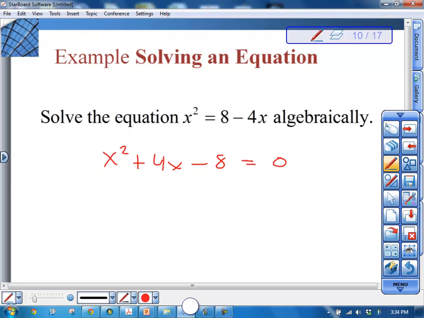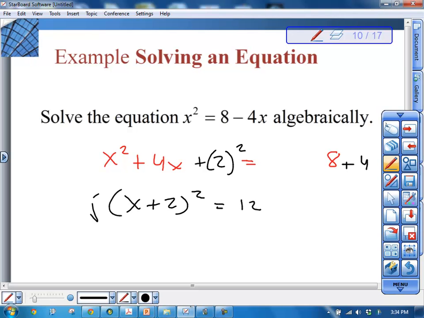I guess I'll complete the square because that really is the quadratic formula anyway. We want this over to the other side. We want to add b over 2 squared to both sides. So we're going to add 4 over 2, which is 2 squared, to both sides. We're adding 4. This becomes then x plus 2 squared equals 12. We'll square root both sides. We get x plus 2 equals plus or minus the square root of 12. Subtract 2 from both sides, and there's our two answers.